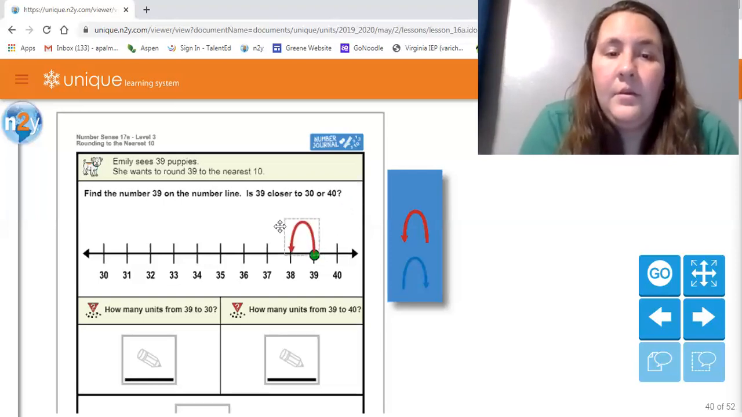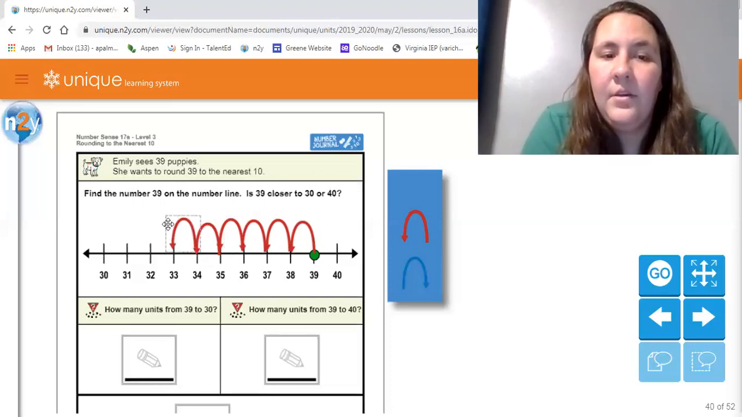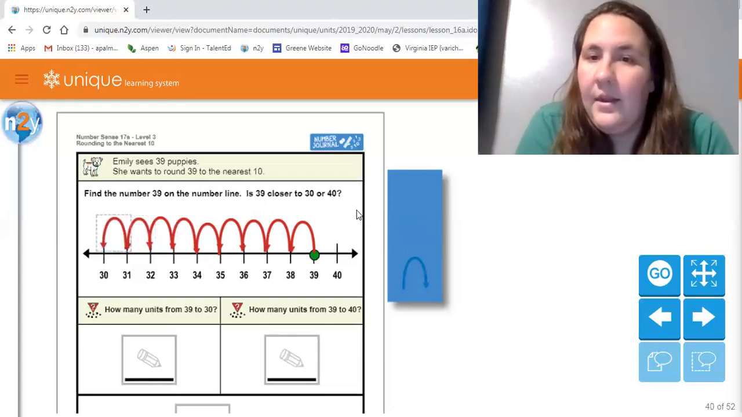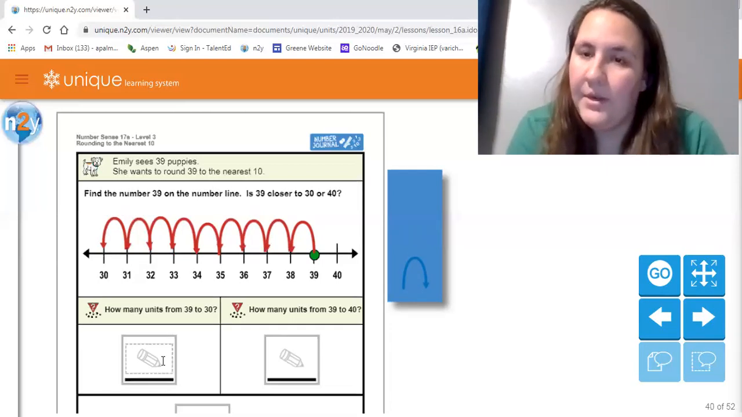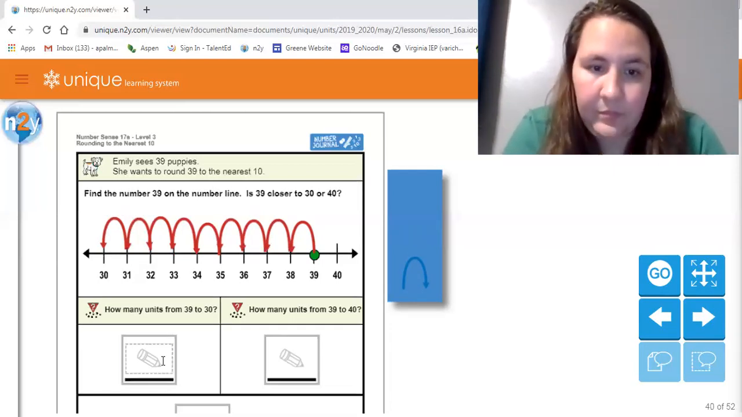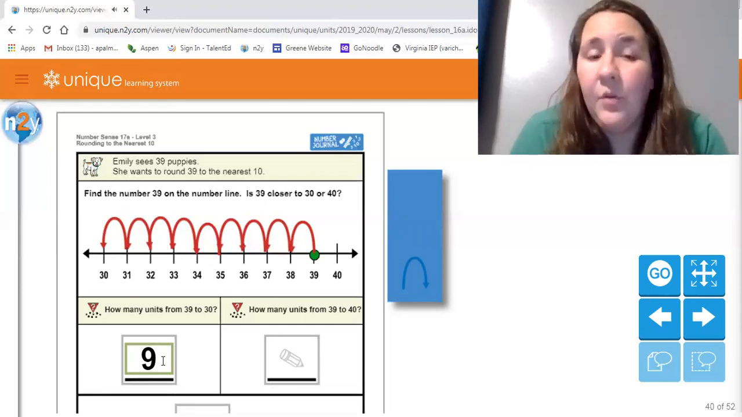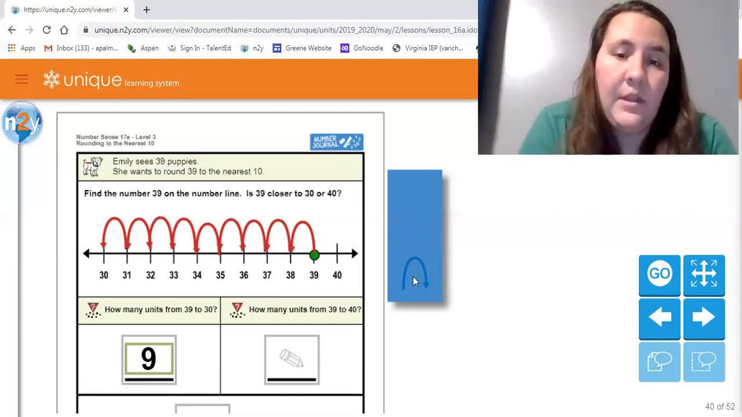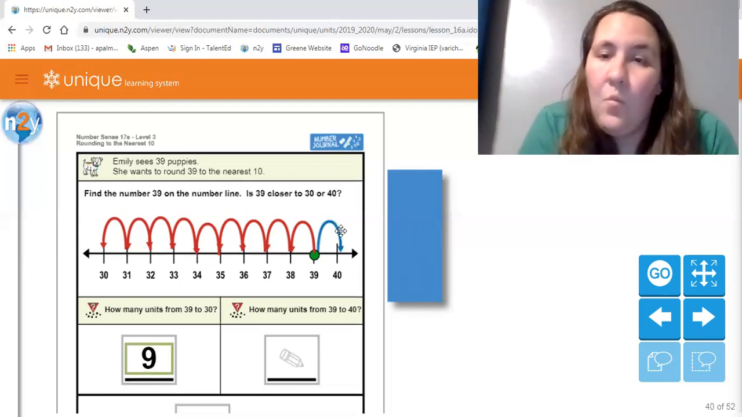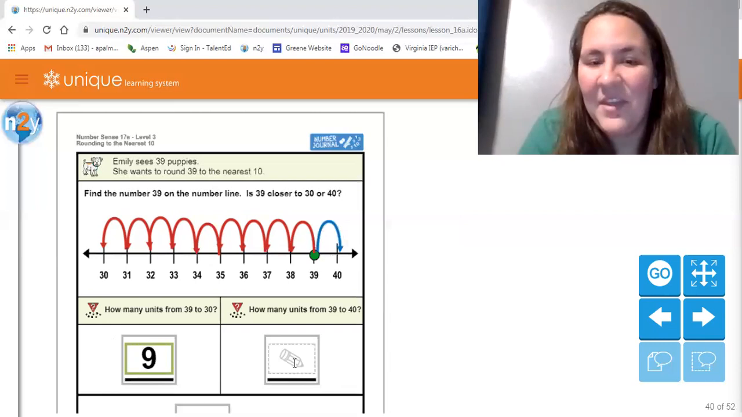1, 2, 3, 4, 5, 6, 7, 8, and 9. 9. So with your finger, can you find the number 9 on your keyboard? Beautiful job. And now we're going to do our blue forward hops to see how close it is to the next 10. 1. With your finger, can you find the number 1?